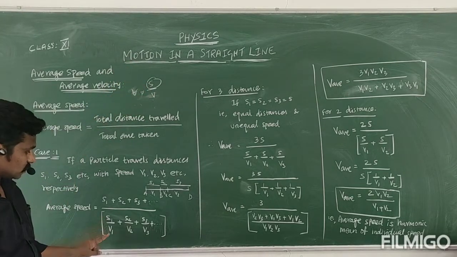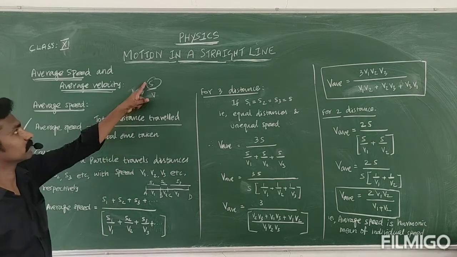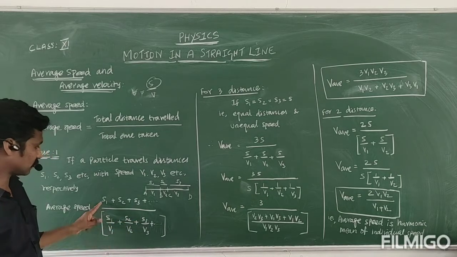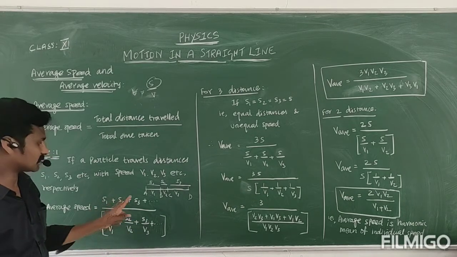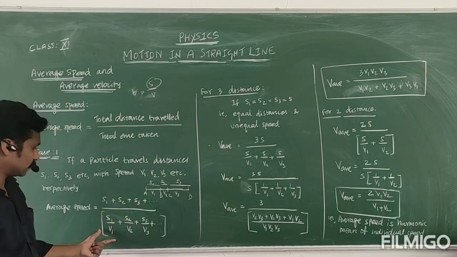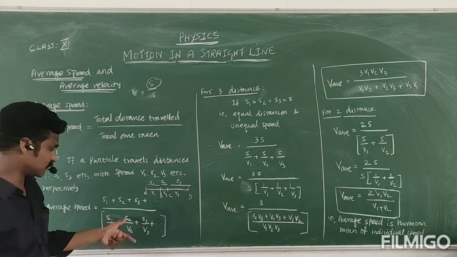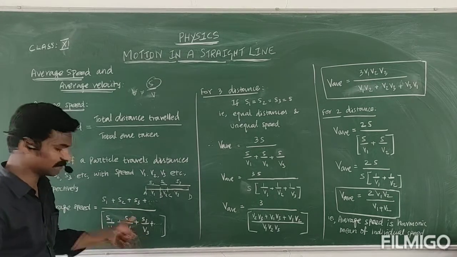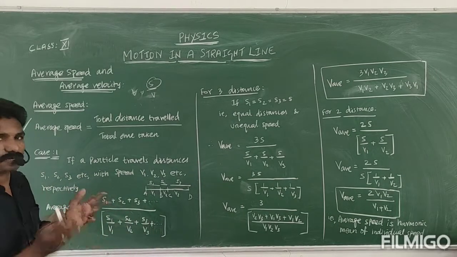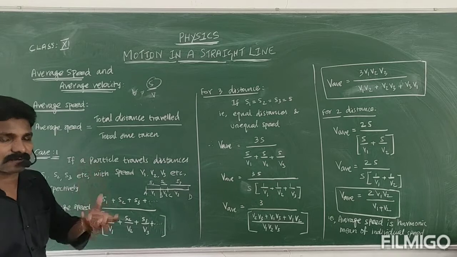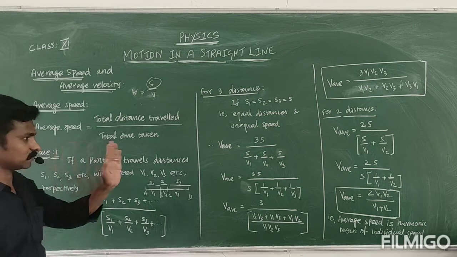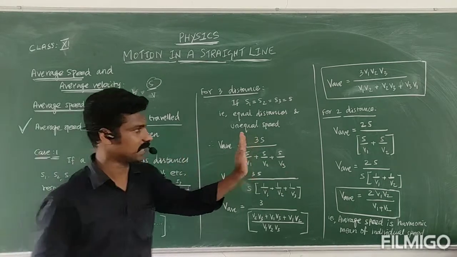So S1 divided by v1 speed, like that S2 divided by v2 speed, S3 divided by v3 speed. Actually what will come? S1 plus S2 plus S3 divided by T1 plus T2 plus T3. The T values I can write as S1 divided by v1 plus S2 divided by v2 and T3 is S3 divided by v3, etc. This is the common idea. Suppose, for our convenience, let's take only 3 distances: S1 distance, S2 distance, S3 distance.